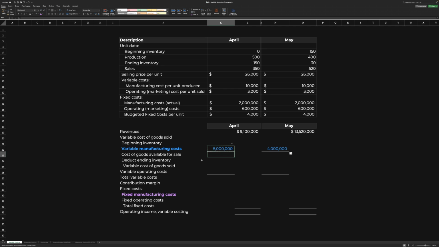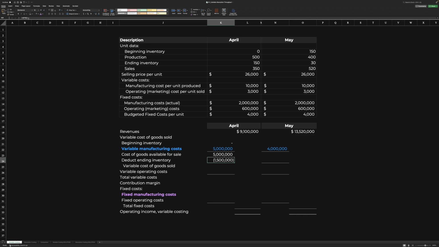We can now calculate the cost of goods available for sale under variable costing. That will be 5 million for the month of April. And then we will deduct ending inventory so we can calculate the cost of goods sold on a variable costing basis. So we will call this the variable cost of goods sold. Ending inventory would be the ending inventory multiplied by the variable cost per unit, which is 1.5 million. For the sake of presentation, I'll present it in brackets, so it's very clear that that number should be subtracted.